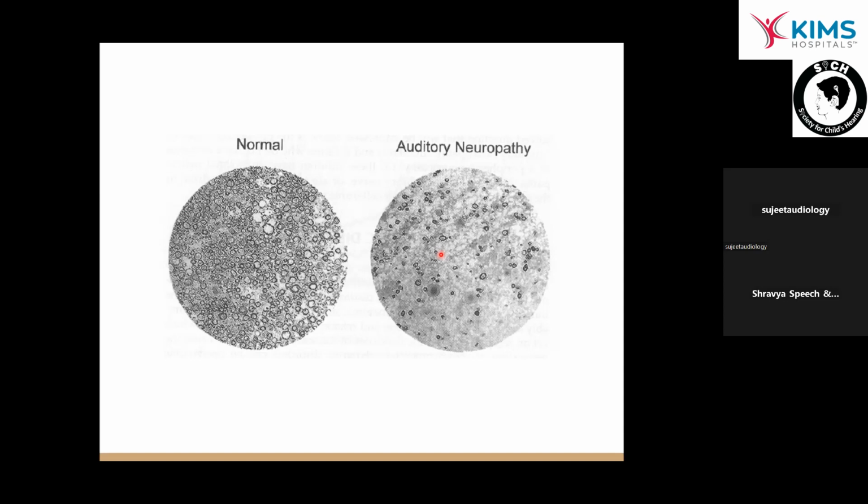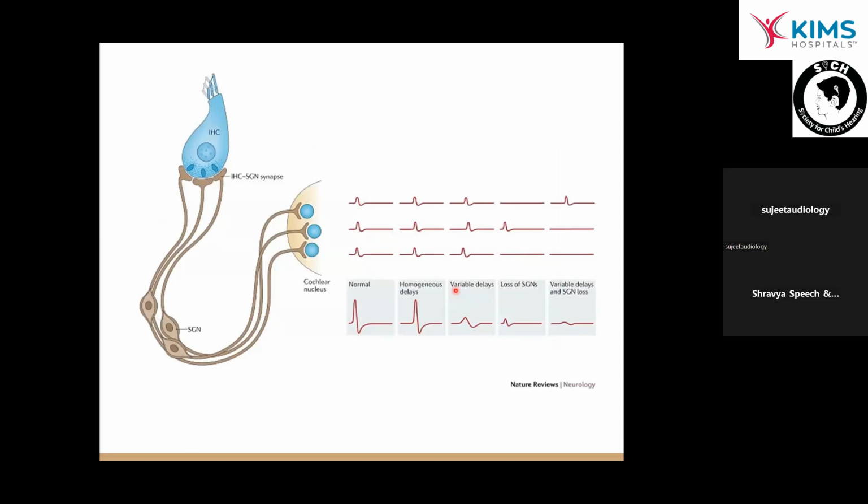Then there can be another neuropathology wherein there is a demyelination of the neuron. Whenever there is a demyelination of the neurons, the neurons will start disappearing, and hence in auditory neuropathy, which is basically a demyelinating pathology, you can see that the number of spiral ganglion cells will disappear here.